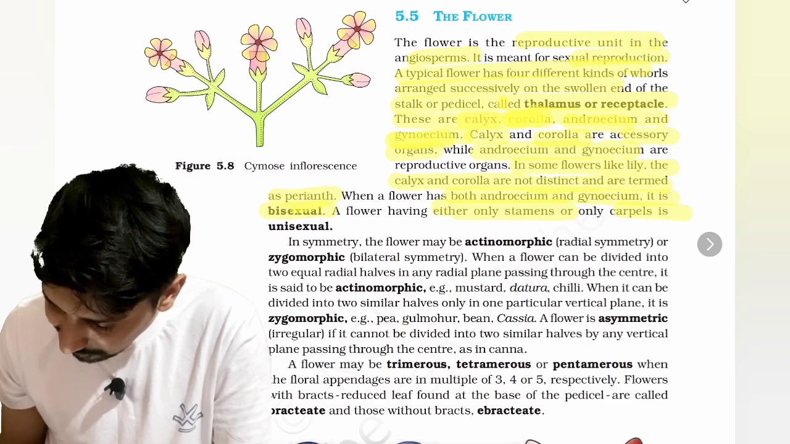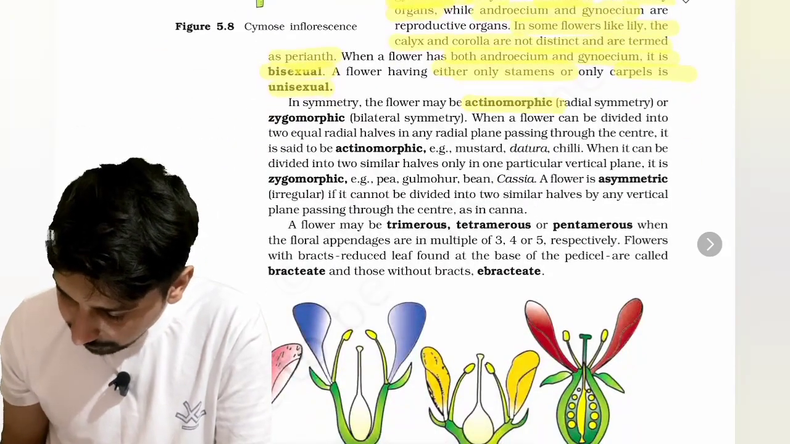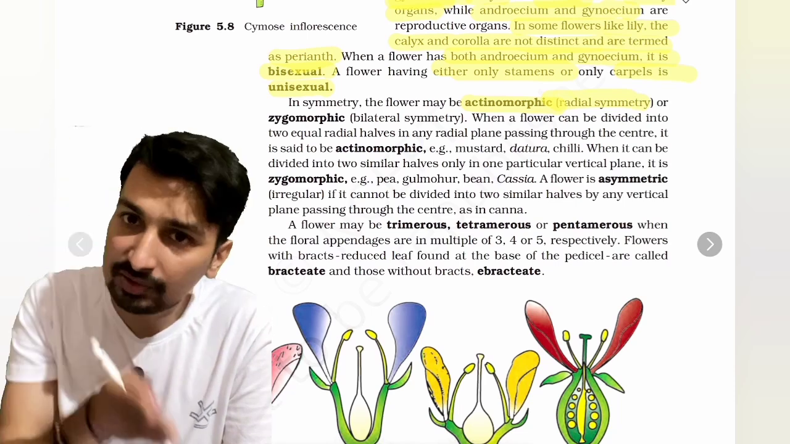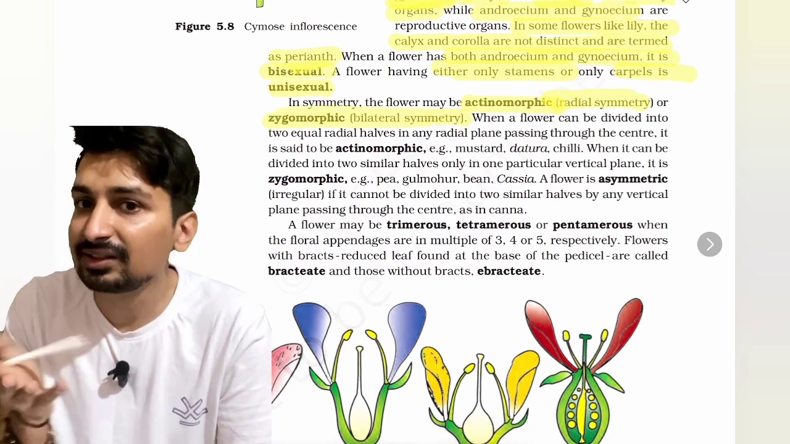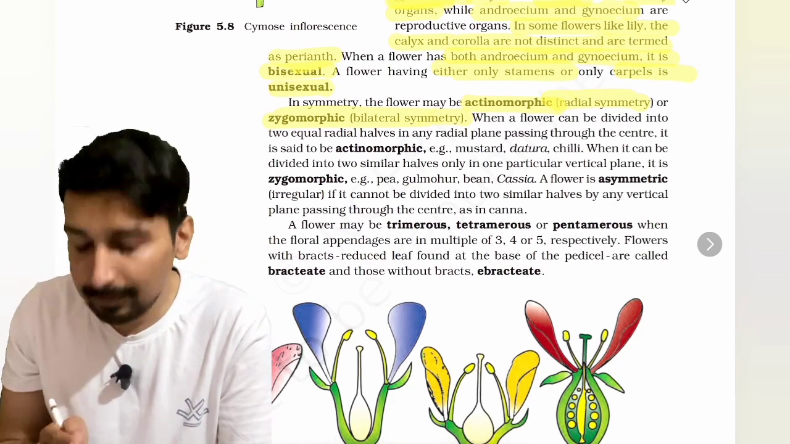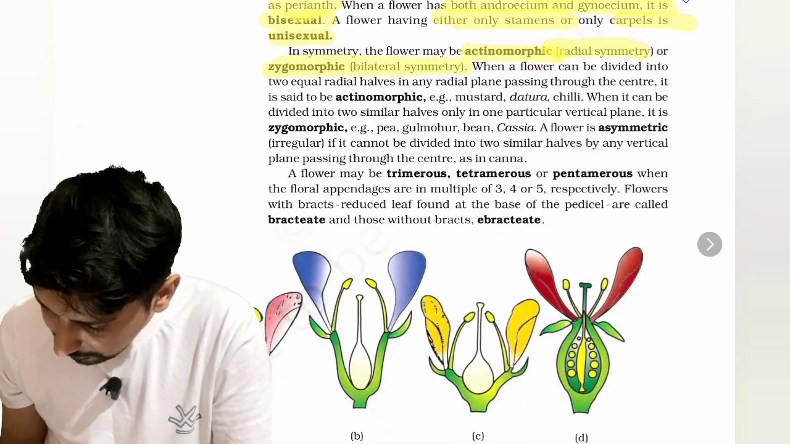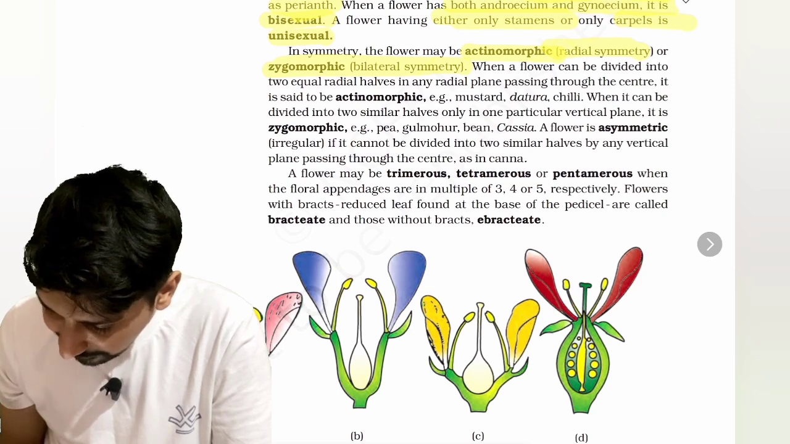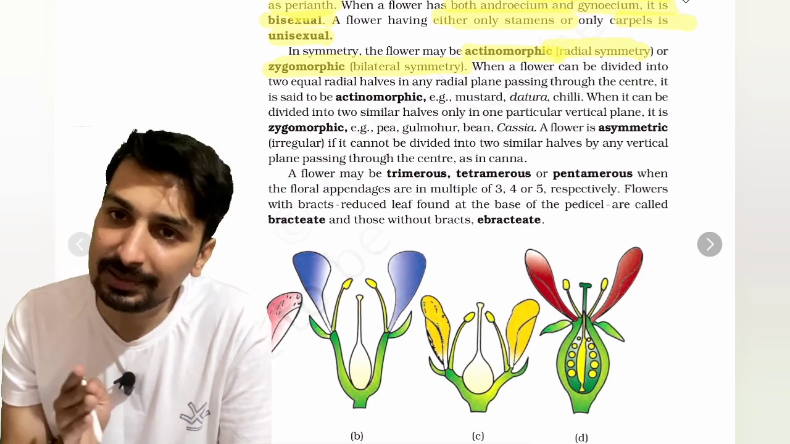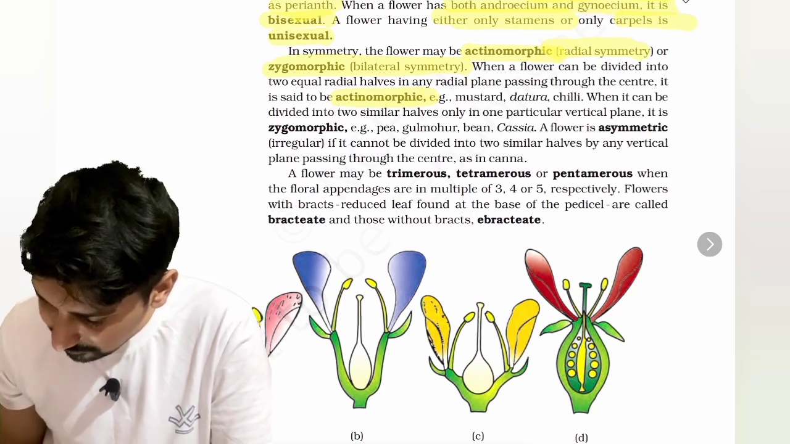In symmetry, a flower can be actinomorphic, that is radial symmetry, or zygomorphic, bilateral symmetry. Radial symmetry means the flower can be cut from any axis into equal parts. Zygomorphic means bilateral symmetry; you can cut it only from the middle. When a flower can be divided into 2 equal halves in any radial plane through the center, it is said to be actinomorphic. Examples are mustard, datura and chili.